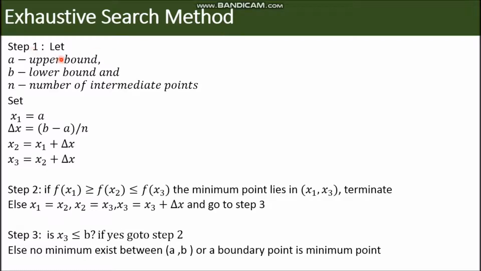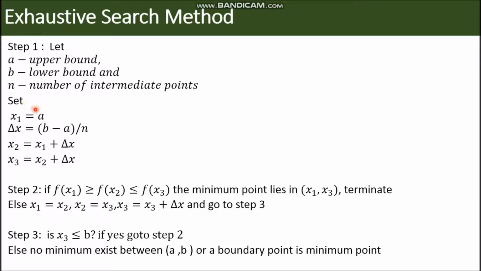In step 1, we are going to find out the upper bound and lower bound. This is nothing but phase 1, and the other thing is to also decide the number of intermediate points between the upper bound and lower bound. Say for example, we consider the lower bound as minus 10 and the upper bound as plus 10, and between these bounds how many intermediate points we are going to check, that is n. Say if we have intermediate points as 20, then our step size is 1.